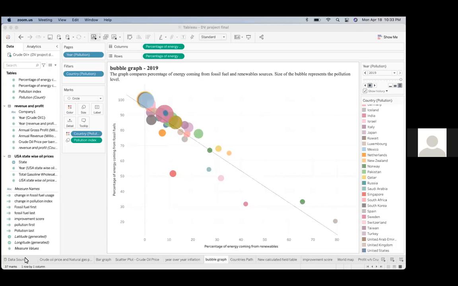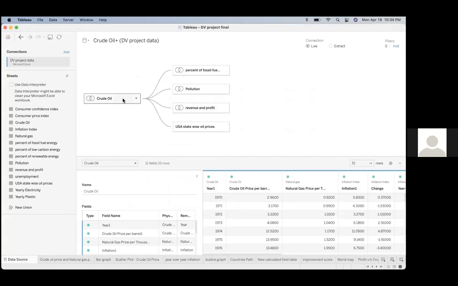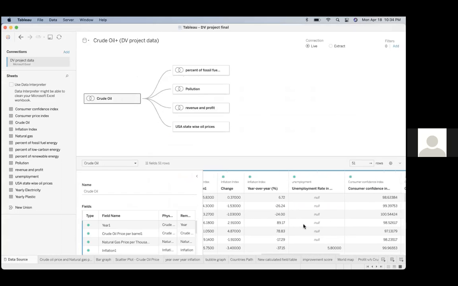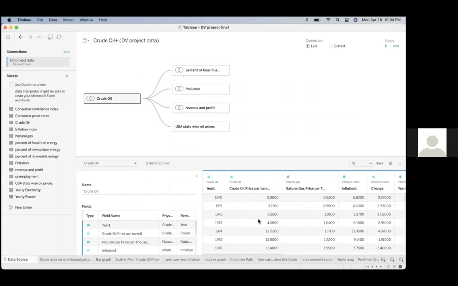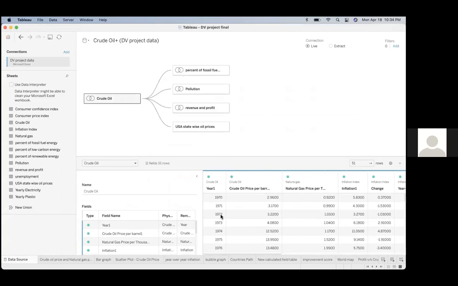Okay, let me just share the screen. Thank you, Amar. Let's talk about data sources. So we have collected data from different resources and we have put them in several different sheets in one document. Let's look at several tables that we have made. First one contains data about crude oil price, natural gas price, inflation rate, unemployment rate, etc., and all the other factors from year 1970 to 2000.